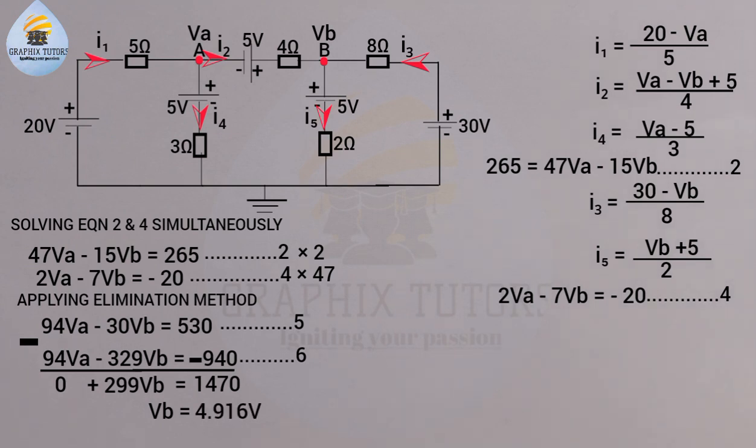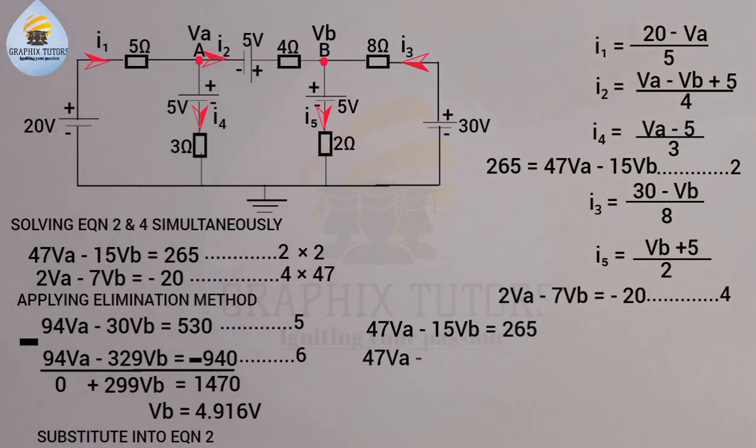So VB will be equals to 4.916 volts, right? Now I'm going to substitute it into equation 2 in order to get VA. So my equation 2, if you like, you can use equation 4, any of the choice. So if I do that, I'll be having 47 VA minus 15 VB is equals to 265. So if I input the value of VB, I'll be having 47 VA minus 15 into bracket 4.916, equal to 265. So 47 VA minus 15 times 4.916 will give us 73.746, equals to 265.